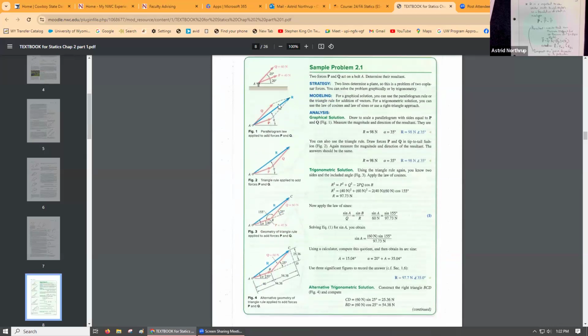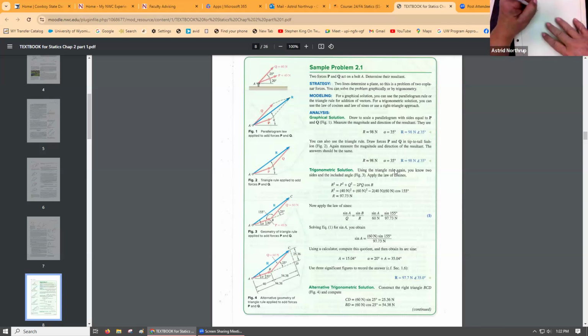Now, you'll see here they're using the parallelogram law, which, like I said, I do not want to do. So I'm going to start off by showing you how to do sample problem 2.1 without using the parallelogram law, using some vector analysis. And then we will continue on with our work.